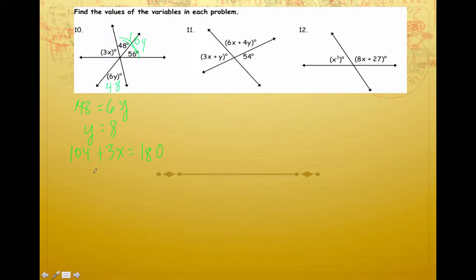So subtracting the 104, 3x equals 76. That doesn't divide particularly well, but 104, yeah, that's right. Okay, so x equals 76 thirds. So y equals 8, x equals 76 thirds, and that's what we were trying to do, is solve for the variables.